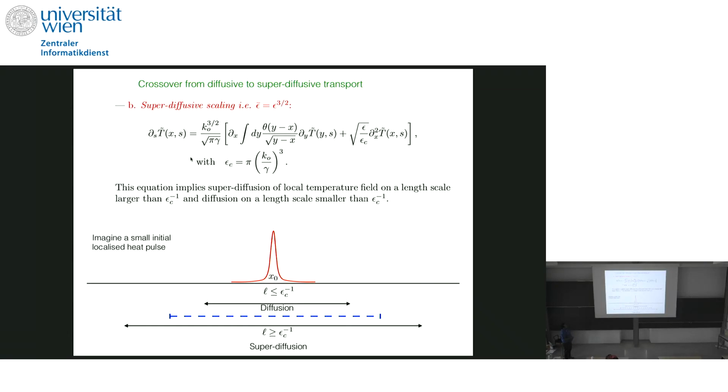So I can rewrite this equation in this form and identify a length scale, which is epsilon c inverse. And then I want to demonstrate that this equation exhibits a crossover in the following way. So imagine that you have an initial localized heat pulse at some position and observe its evolution, which is governed by this equation. It will start spreading, but as long as this spread is much smaller than this length scale, this term will dominate, and that will be governed by a diffusion equation.